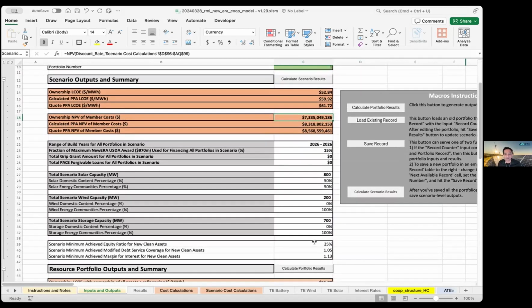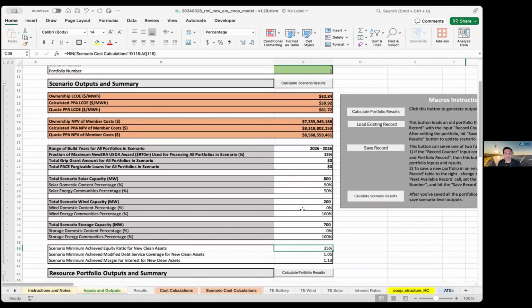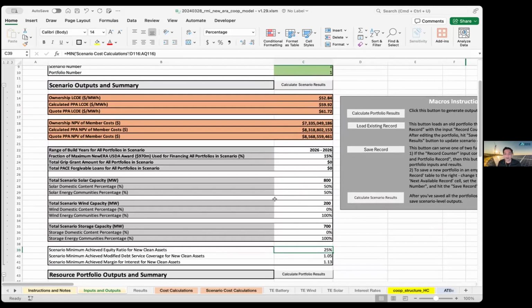Finally, I will note that this section also includes a summary of how the overall scenario does in achieving three very critical financial constraints for cooperatives, which includes whether the scenario is able to achieve the minimum equity ratio that you would input, that you expect for your clean energy asset portfolio, and whether it can also meet some common covenants on financial metrics, in particular, if it can achieve a modified debt service coverage ratio and margin for interest that is acceptable given the covenants that you may have on other debt in your system, to see whether this particular portfolio on its own achieves those so that if it is combined with your broader balance sheet, it doesn't at least make anything worse or create the likelihood of breaching any of those covenants.